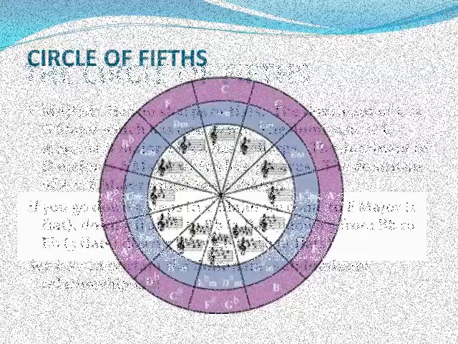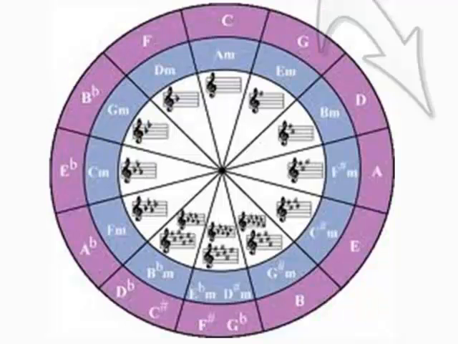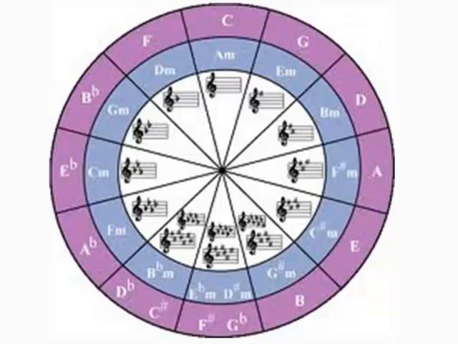Here's the complete circle of fifths. In the outer purple rim, you'll see how it moves up 5 letter names. As you move to the right, with each key, you're adding a sharp. At the top, where we have C major, there are no sharps. Next is G major with 1 sharp, then D major with 2 sharps, A major has 3 sharps, and E major has 4 sharps.